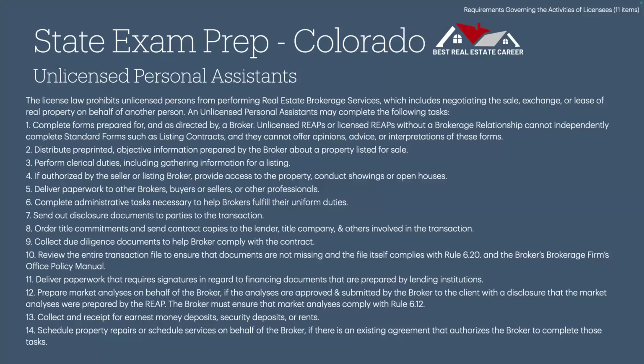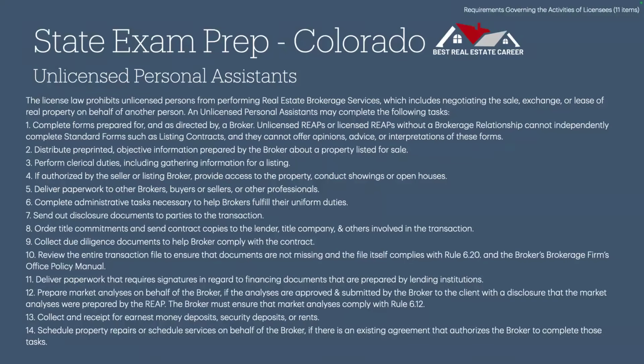Distribute pre-printed objective information prepared by the broker. Okay. Perform clerical duties. If authorized by the seller or listing broker, provide access to a property, including showing or open houses. I actually think you're getting a test question around number 4. I think that if you get a test question around unlicensed personal assistants, the answer is going to be number 4, that an unlicensed personal assistant can show a house with the seller's permission, of course. Like it has to come from the seller. But I think that's going to be your test question. That's going to be the answer.